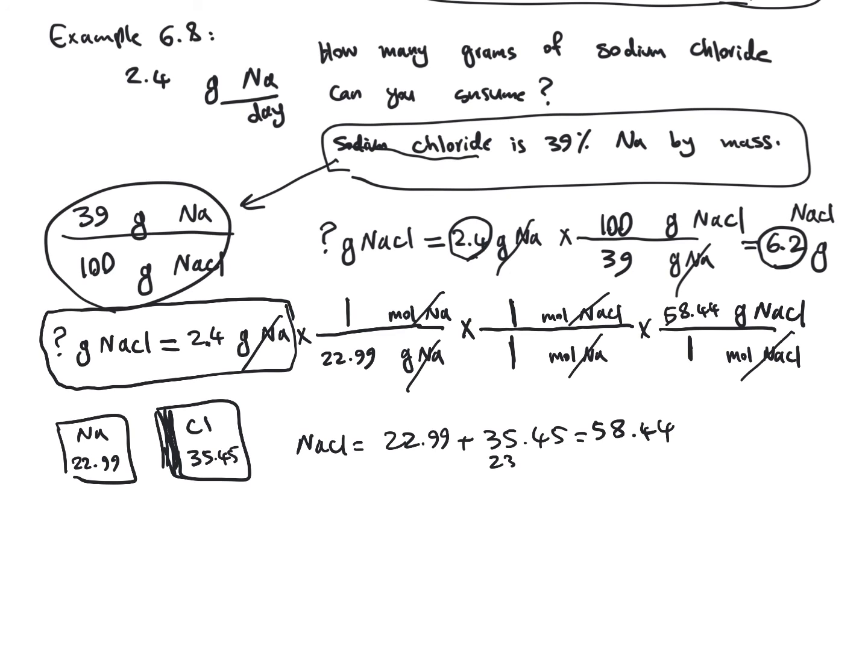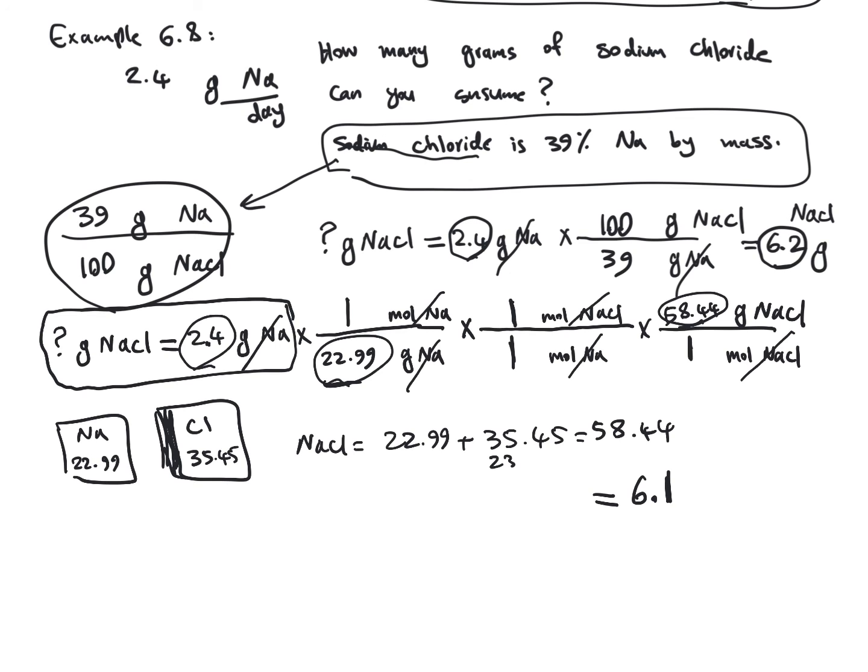And when you do the calculation, I'm just going to use a calculator. Okay, it's working, I guess. Okay, can someone do this math and tell me the answer? 2.4 multiplied by 58.44 divided by 22.99. I got 6.1.